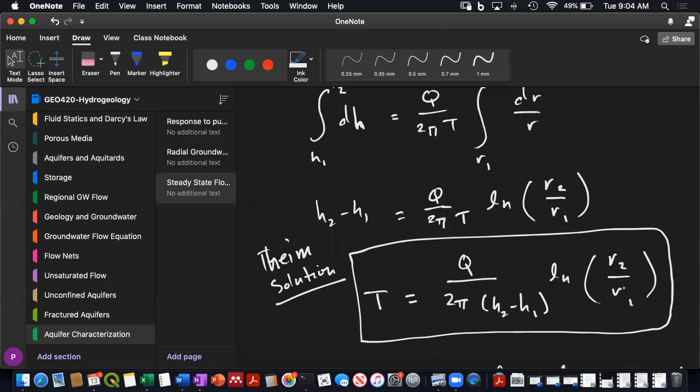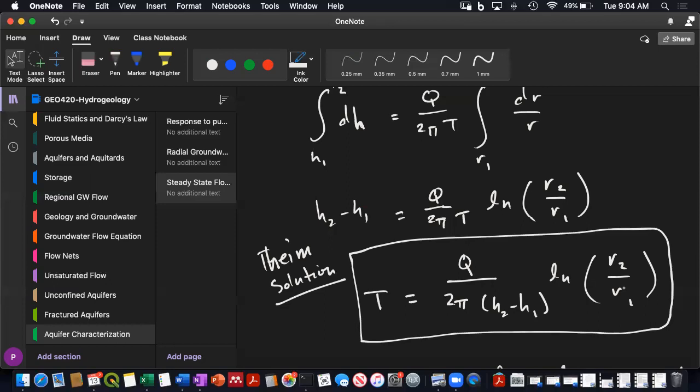But all right, so this is a really rare situation. We hardly ever get to use the Thiem equation, but it illustrates, oh, in that case, we can just consider this radial flow and we can just use Darcy's law.